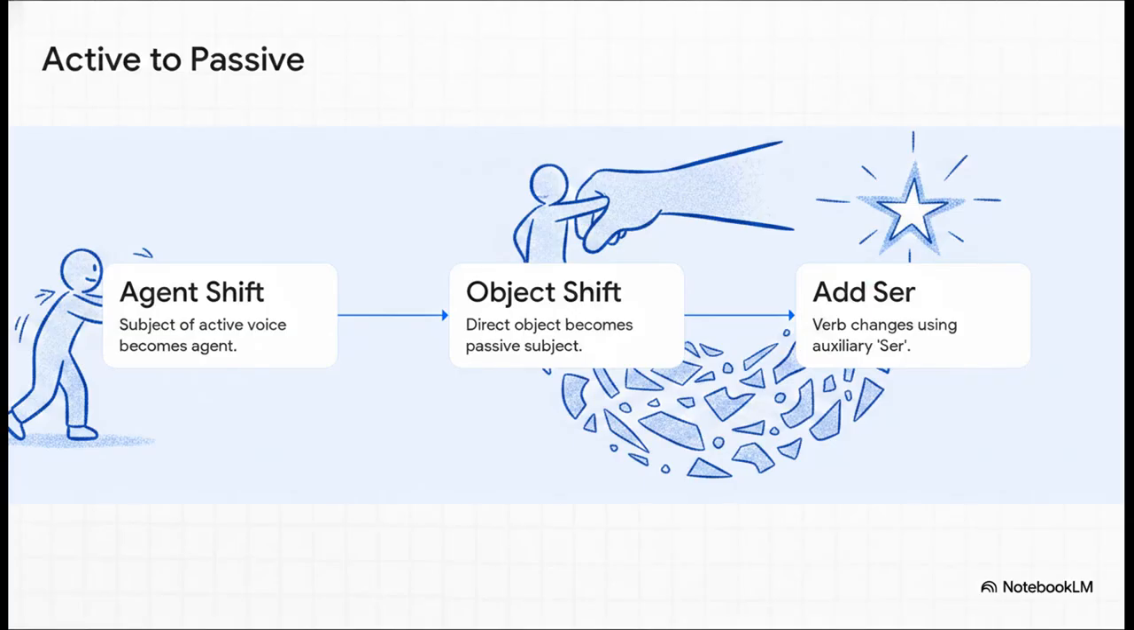Creating this shift is actually just a simple, mechanical three-step process. Step 1, the original doer of the action gets pushed all the way to the back to become the agent. Step 2, the object receiving the action is pulled right to the front to become your new subject. And step 3, the magic happens. You just pop in the auxiliary verb, ser.